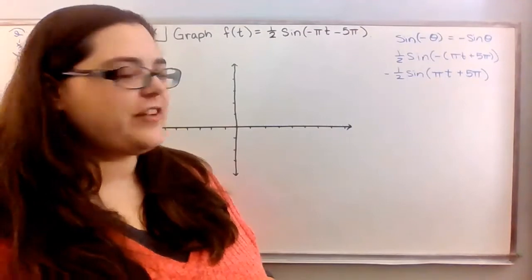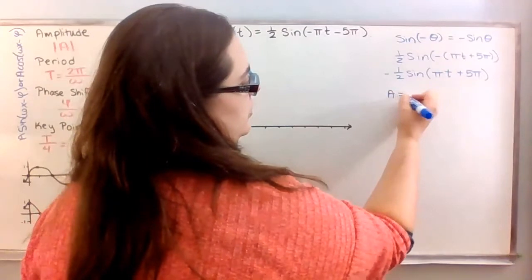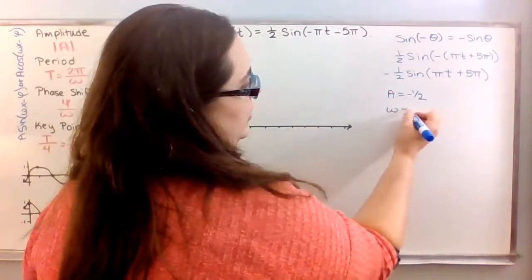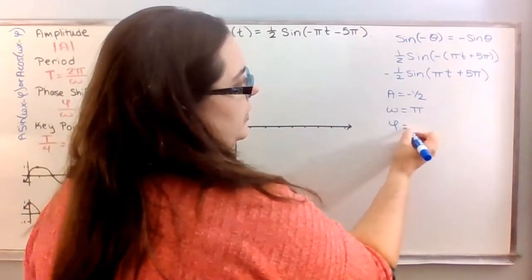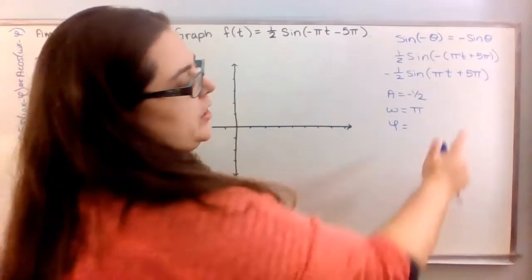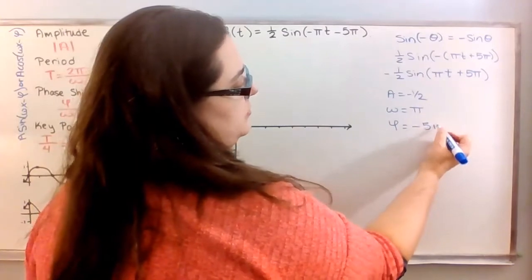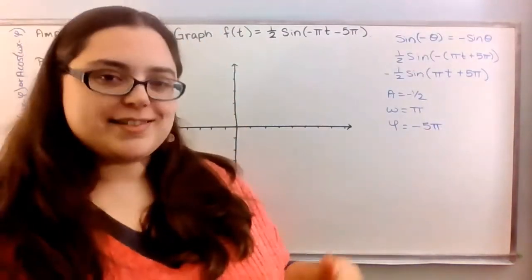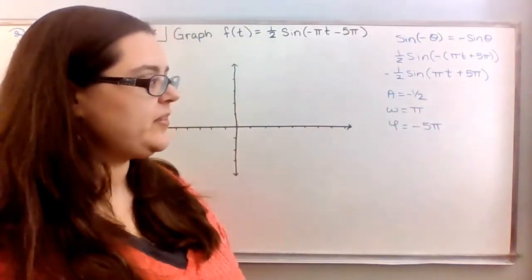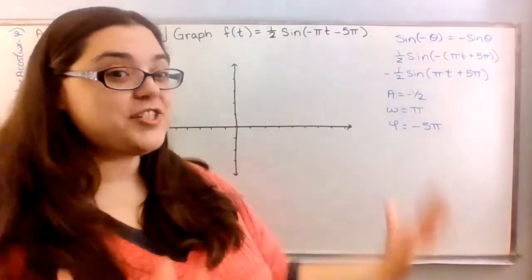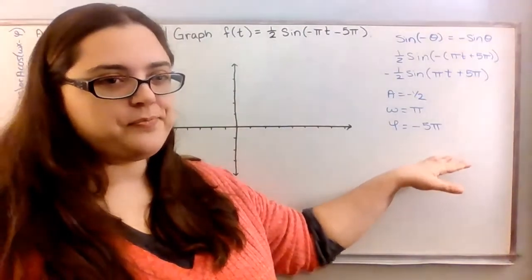Next, we're going to identify a, omega, and phi. So a is this negative 1/2. Omega is the coefficient of t, which is now pi. And phi is what we're subtracting from the variable. Because we have a positive 5 pi, that means we're subtracting a negative 5 pi. Remember that the sign for phi is always going to be the opposite sign of what we're doing here. All right, so that's our first stage. We've written it so we have a positive omega, and then we've identified these three values.